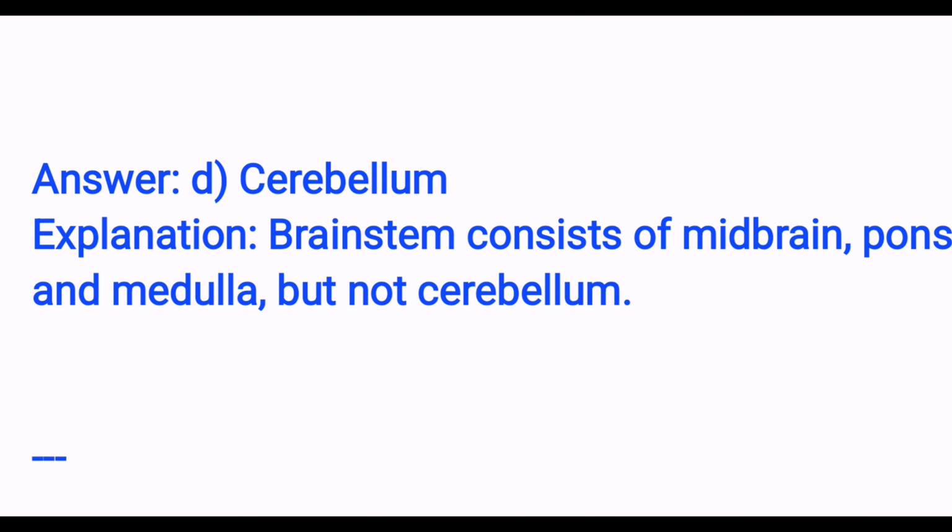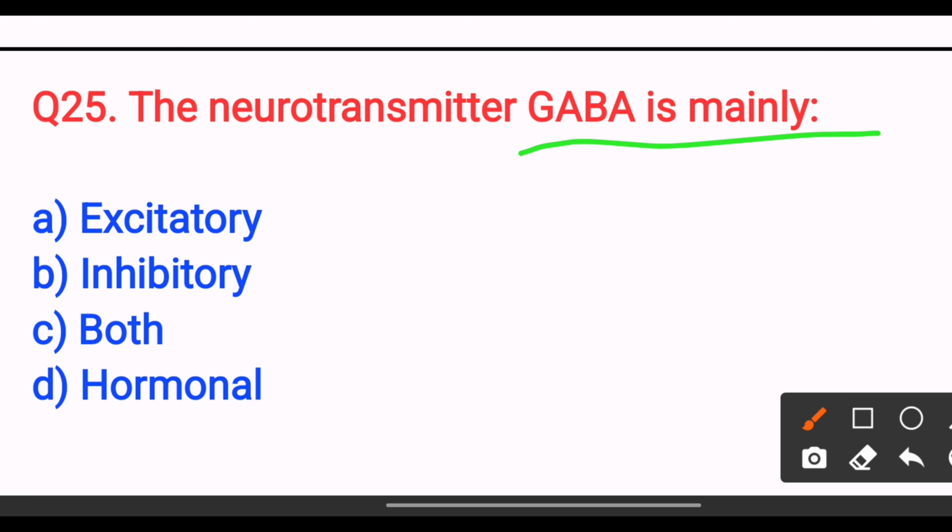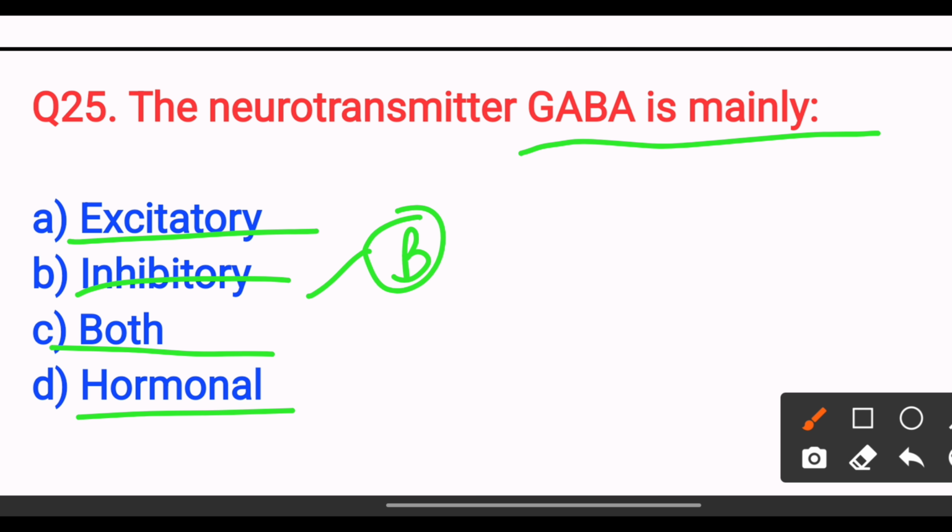Next, the neurotransmitter GABA is mainly option A, excitatory. Option B, inhibitory. Option C, both. Option D, hormonal. The answer is option B, inhibitory. GABA, gamma-aminobutyric acid, is the chief inhibitory neurotransmitter in the central nervous system. So the answer is option B.